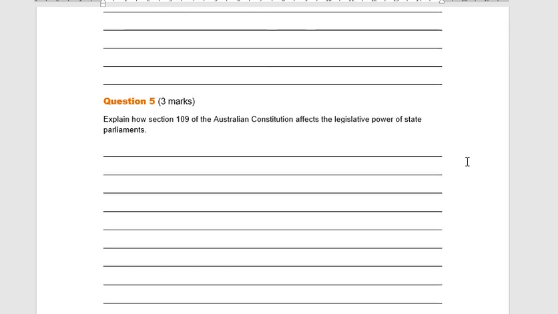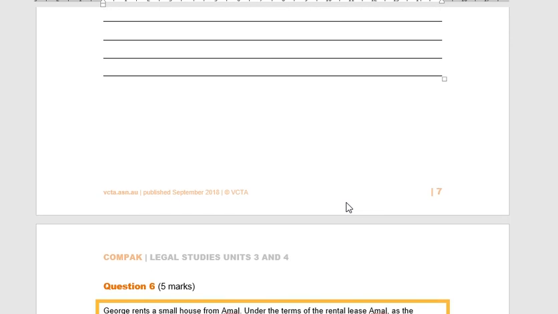Scroll back up. Explain how Section 109 of the Australian Constitution affects the legislative power of state parliaments. 3 marks. Okay, so I know that Section 109 restricts the state powers because they can only legislate in areas of residual and concurrent powers. So that's what I'm going to explain. Again, explain, so an example is a good idea to get the full marks.